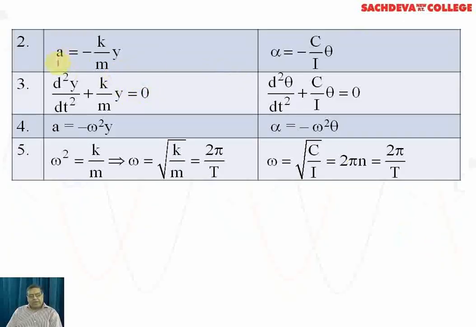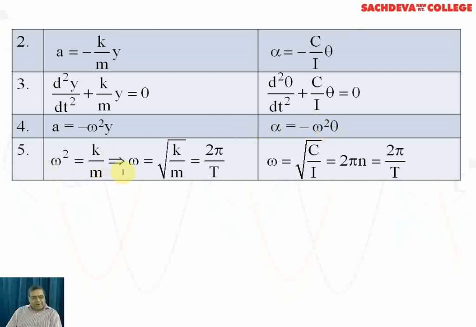Now there are various formulas here, like acceleration is minus K over M into Y, and another, equation number 3, is d square Y over dt square plus K by M into Y equals zero, where d square Y over dt square is the acceleration of the harmonic oscillator. The fourth equation is A is minus omega square Y. The negative sign again indicates A and Y are in opposite directions, and omega is the angular frequency. So omega square can be written as K over M, or it is A over Y.